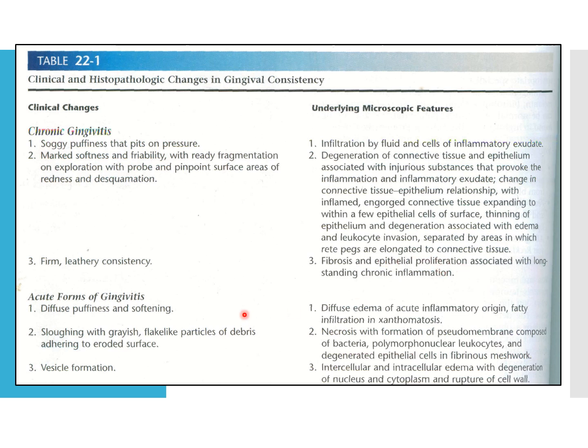Then the firm, leathery consistency, as I told before, is because of fibrosis and epithelial proliferation with long-standing chronic inflammation. The acute forms can show diffuse puffiness, due to acute inflammatory edema, and fatty infiltration in xanthomatosis. Sloughing with grayish flake-like particles of debris adhering to the eroded surface is mainly due to a pseudomembrane composed of bacteria. Then vesicle formation is due to intercellular and intracellular edema or degeneration of the nucleus and cytoplasm and rupture of the cell wall.